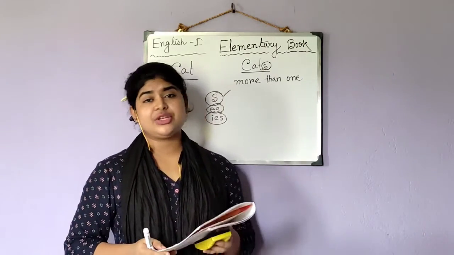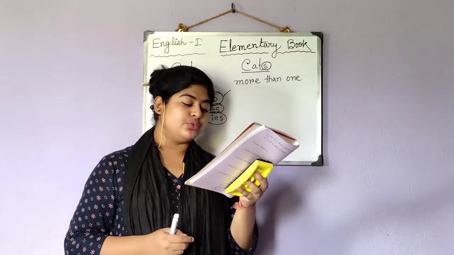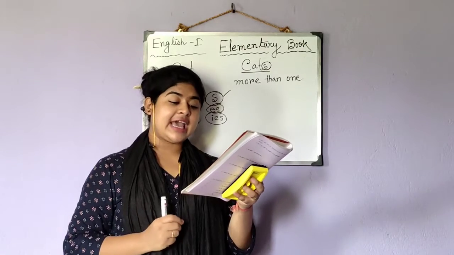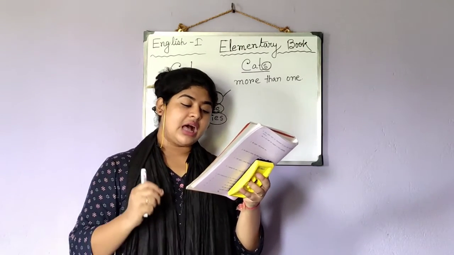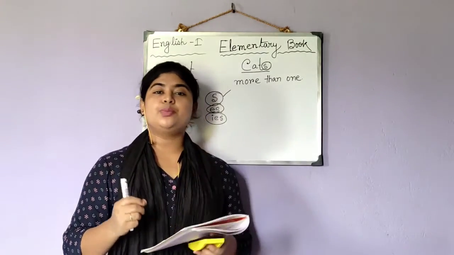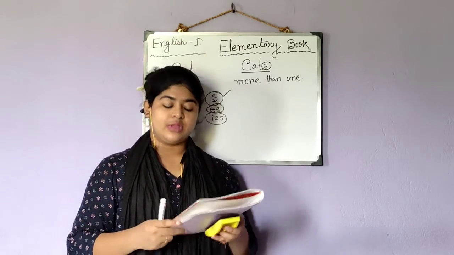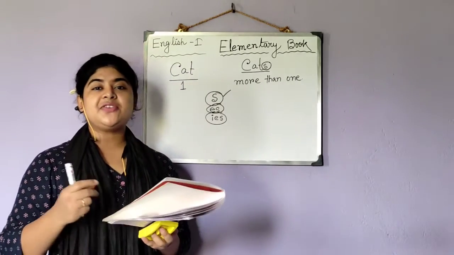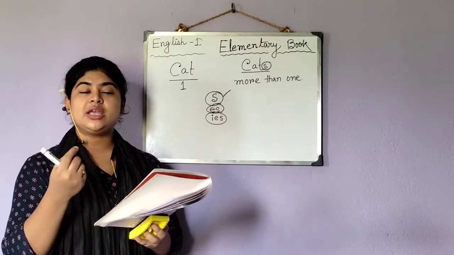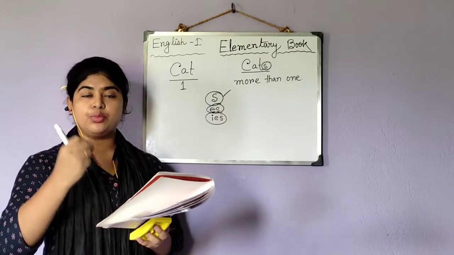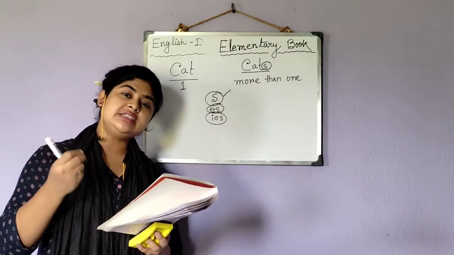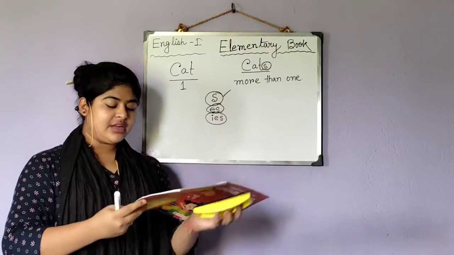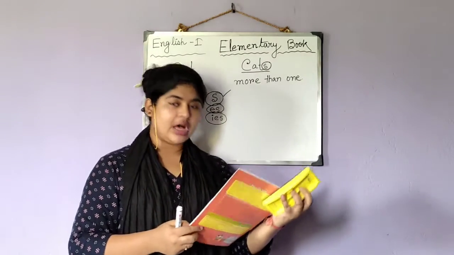So what is the definition of plural? The nouns boys, cats, apples are therefore said to be plural number. So plural means if there is more than one thing, more than one person, more than one animal, that is in plural number. Now there are also the pictures of houses.